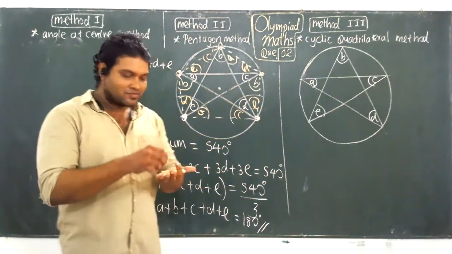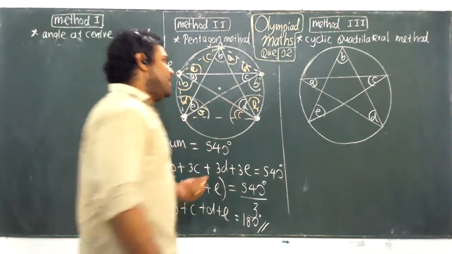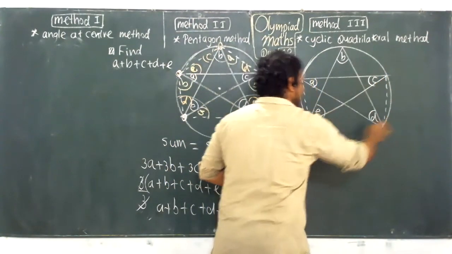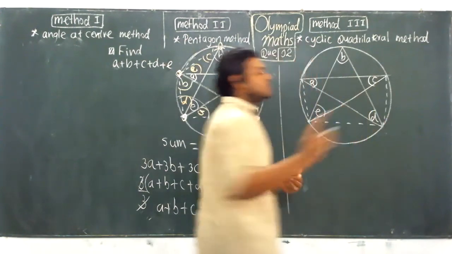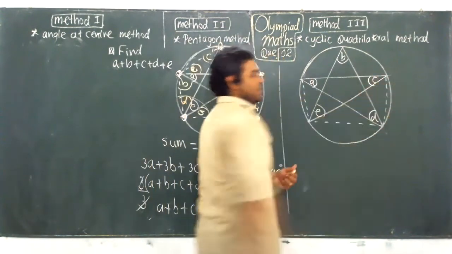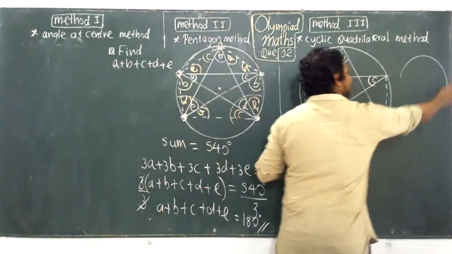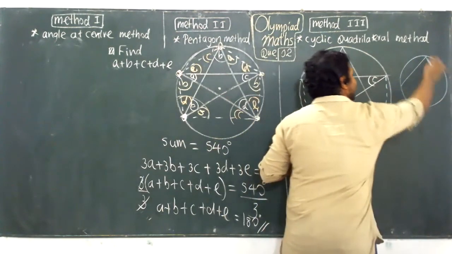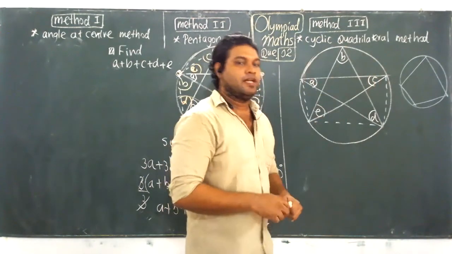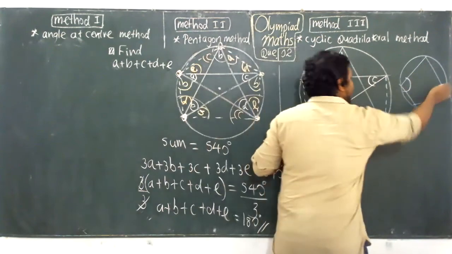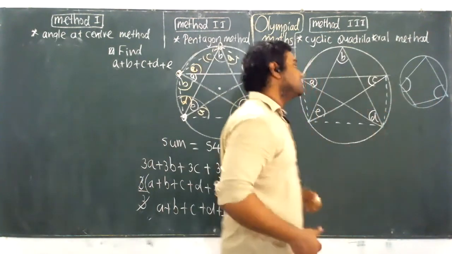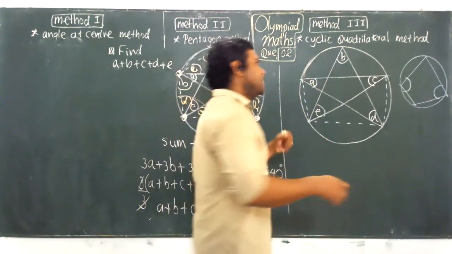Cyclic quadrilateral method: how to do this? We better complete a cyclic quadrilateral like this. Grade 11 students know that in a cyclic quadrilateral, the opposite angles are supplementary. All the students, please listen here. If there is a quadrilateral around a circle, that is called a cyclic quadrilateral. Every opposite pair sums to 180. The sum of the opposite angles is 180. That's a theorem.